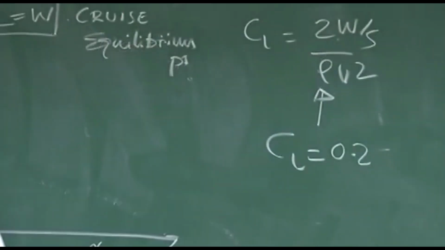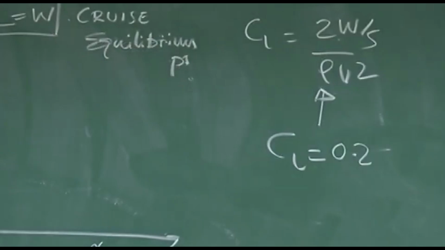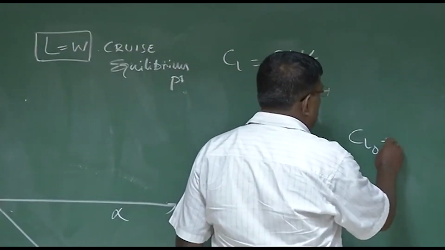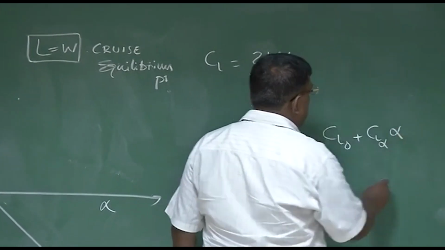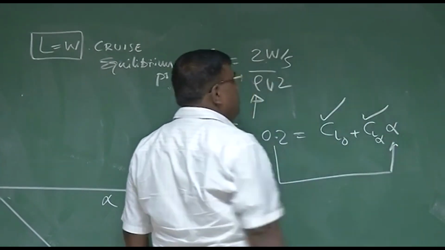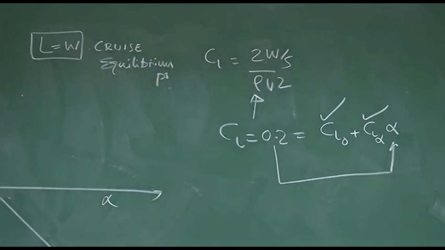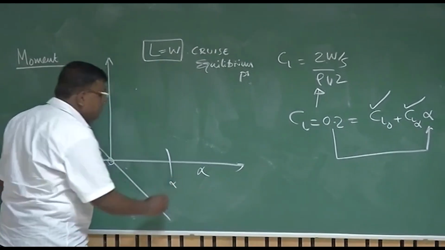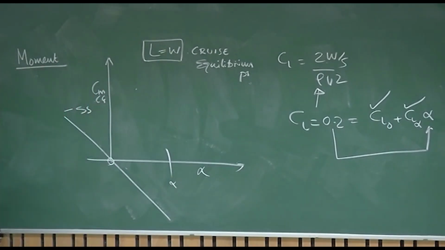The CL of 0.2 will also correspond to a particular angle of attack, because you know CL is expressed as CL naught plus CL alpha into alpha. So once I know this value is 0.2, I know what the angle required is. And that is the angle at which I want to fly. I want to trim the airplane at that angle, which is a positive angle.